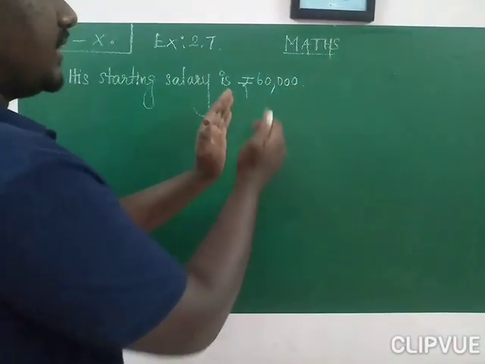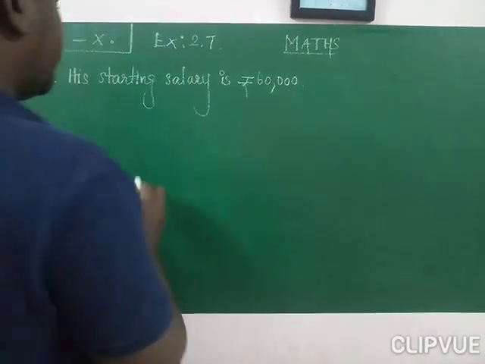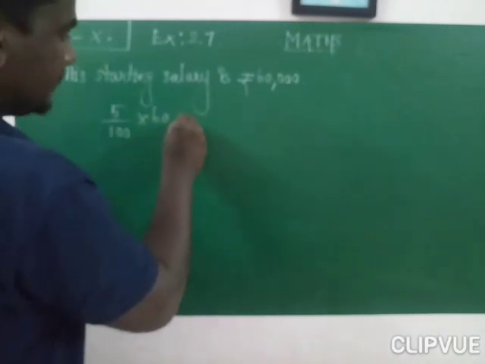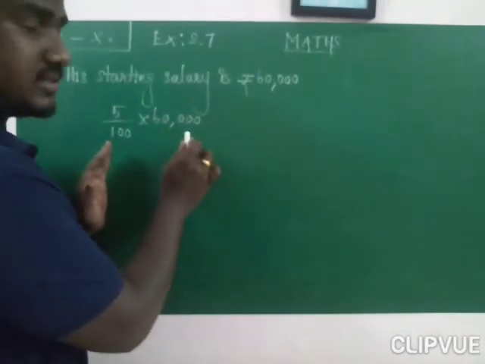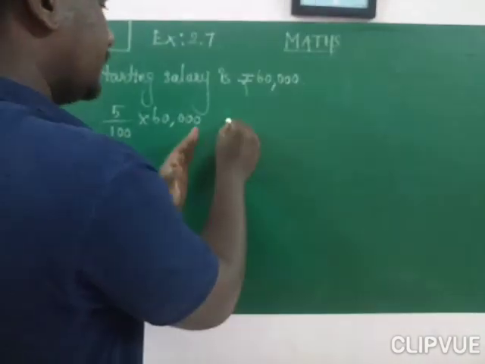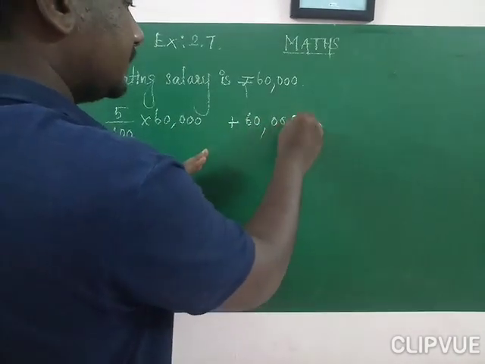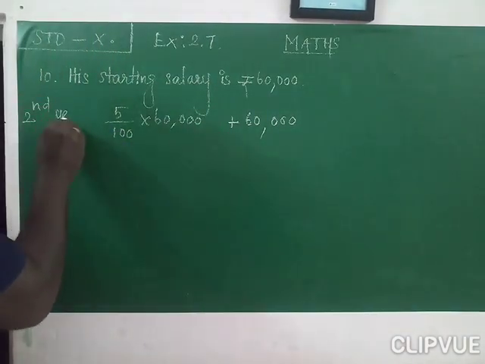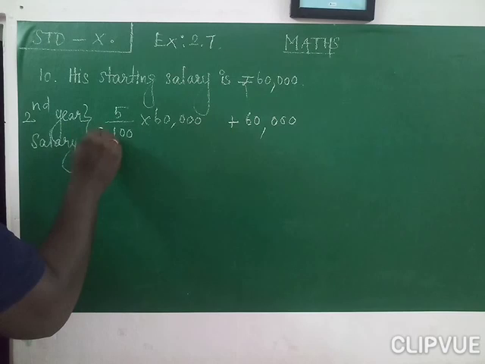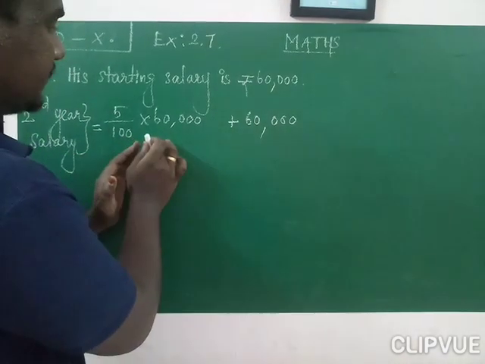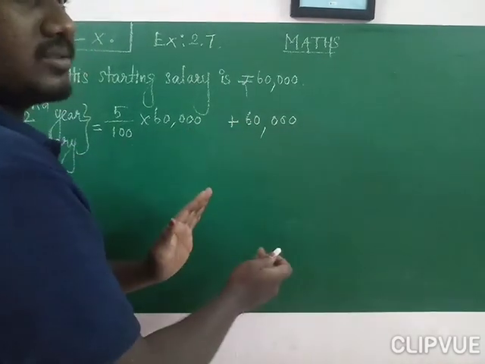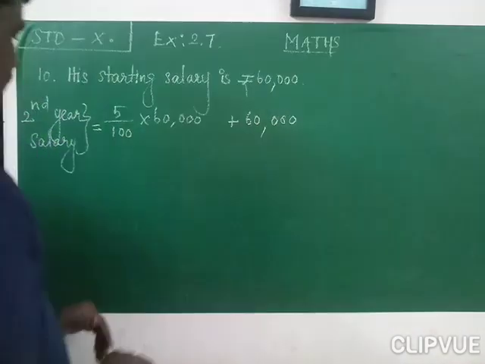So second year salary is 5% of this amount plus this amount. Actually 5%, which means 5 by 100 into 60,000. It gives some value, plus 60,000. It is second year salary. So second year salary is equal to 5% of first year salary plus that salary. So it gives 63,000 actually. Need not write like that.